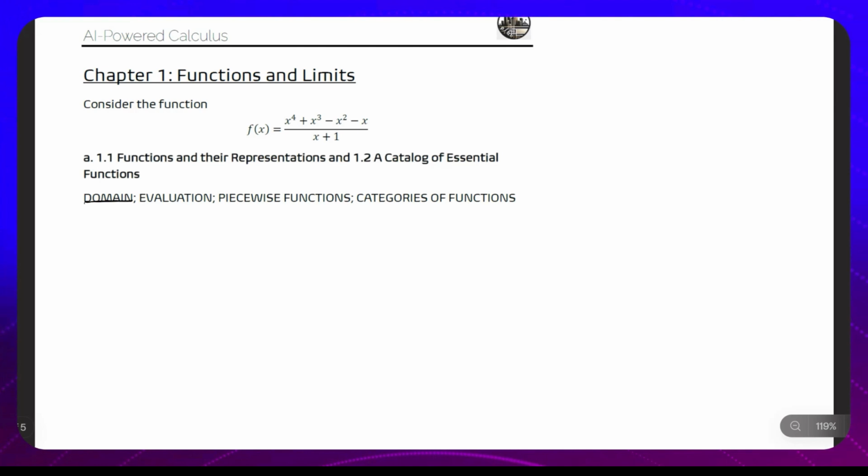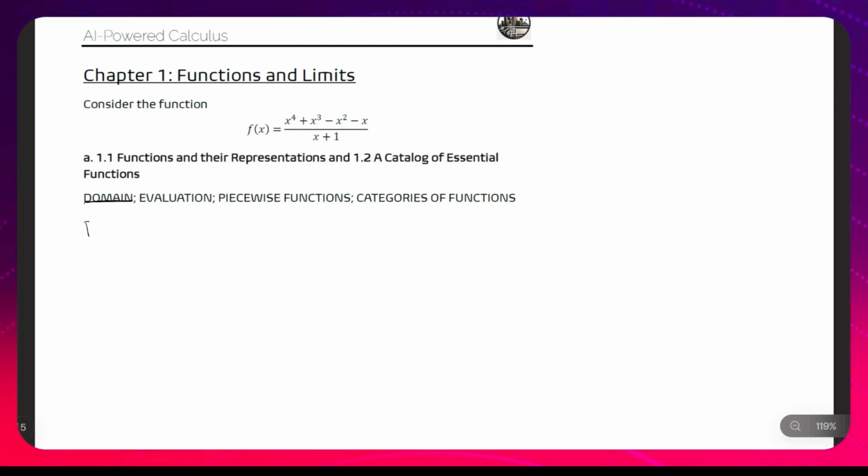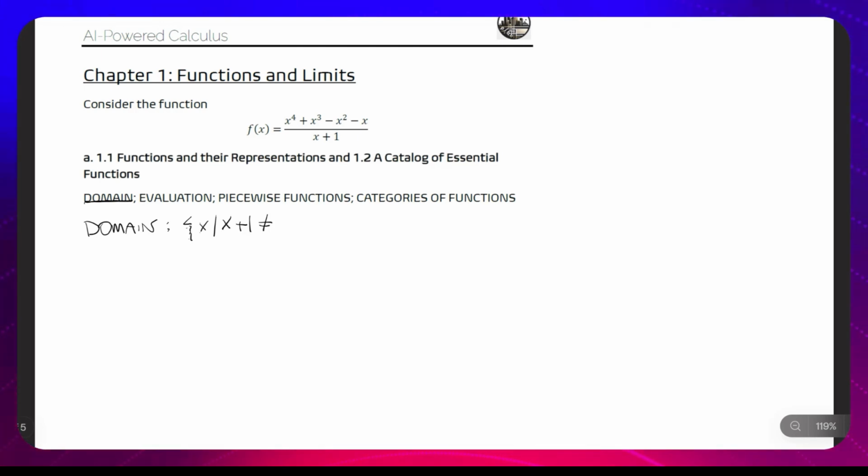We know that the domain of a function is anywhere where good things happen and bad things don't. So if you look at that function, the bad thing that can happen is that x plus 1 could be 0. So the domain is where that doesn't happen. In other words, the set of all x such that x is not equal to negative 1. That's set builder notation.